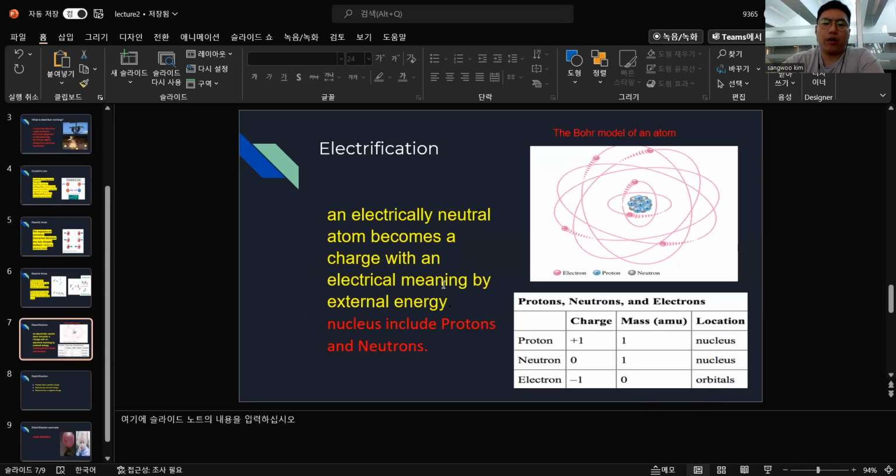Okay. So today's most important concept is electrification. So an electrically neutral atom becomes charged with an electrical meaning by external energy. Just simply thinking, here's a Bohr model. I'll explain more deeply, okay? But the concept is there's a, okay, let's move. Give us a sec.